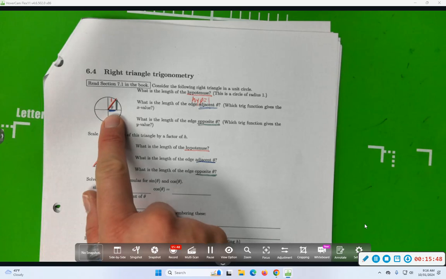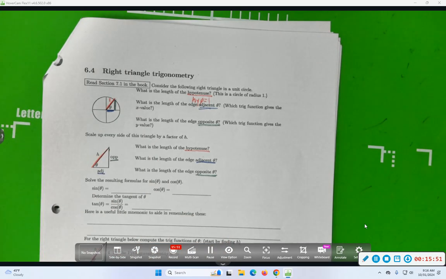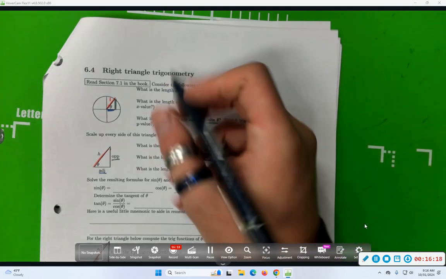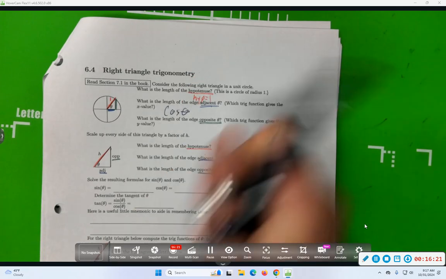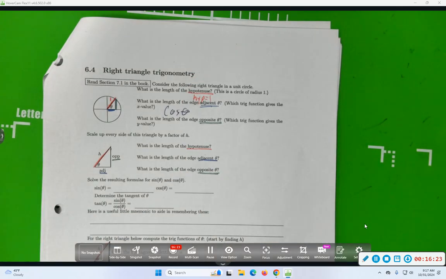The blue edge, the edge that is next to theta, that looks like it's the x-coordinate of the point at the end of the rotation. Right, it's how far to the left you go, that's the x value. So what is the side length of that adjacent side? Which trig function gives you the x value? Cosine. And I guess the other one now, process of elimination, is pretty straightforward. The length of the vertical side.